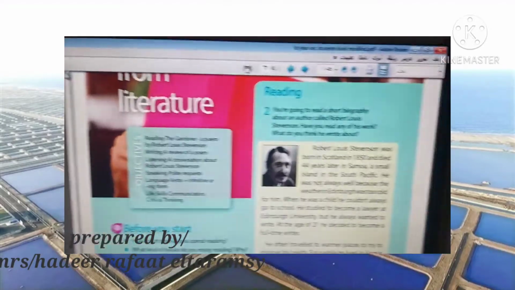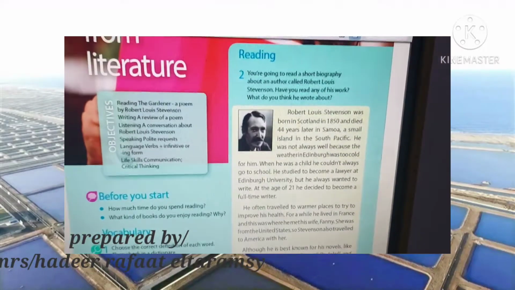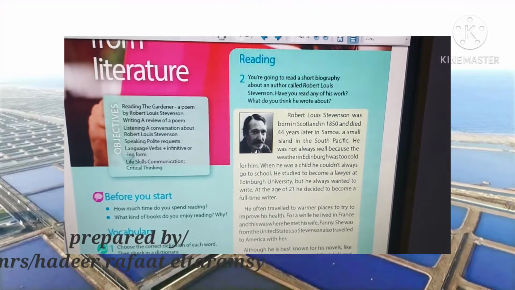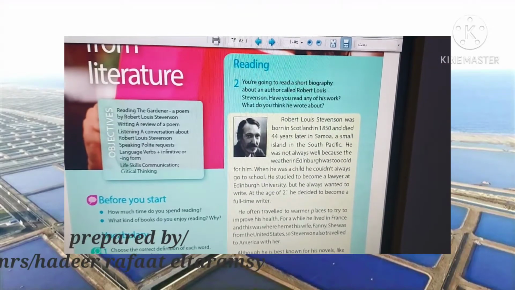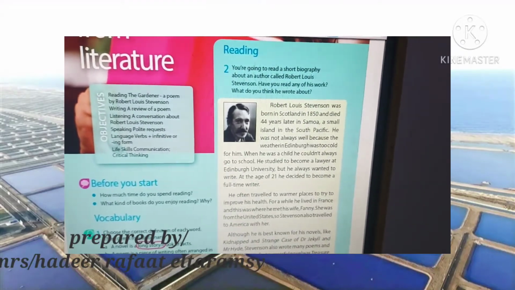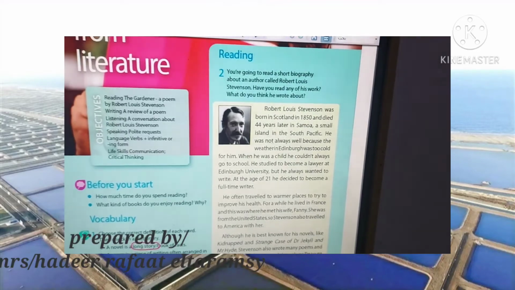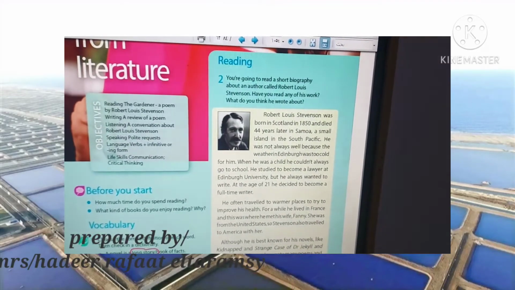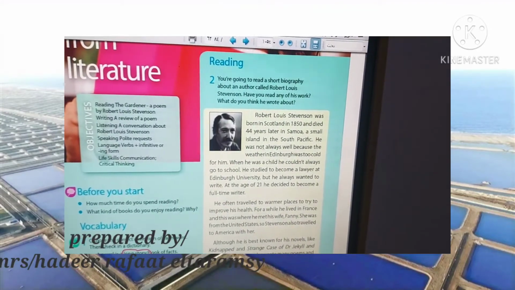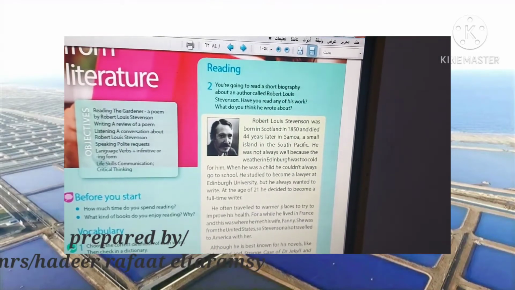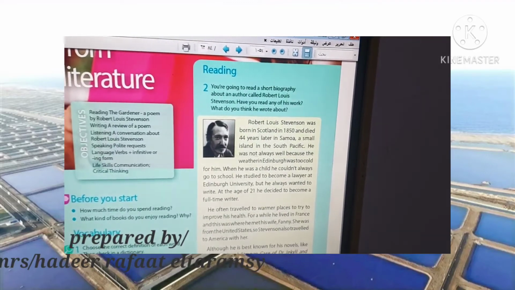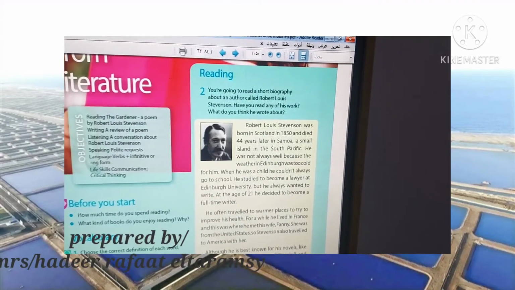Okay. Exercise number 2. You are going to read a short biography about an author called Robert Louis Stevenson. Have you read any of his works? What do you think he wrote about? هنعرف من خلال الباسج. Robert Louis Stevenson was born in Scotland in 1850 and he died 44 years later in Samoa. What is Samoa? Samoa is a small island in the South Pacific. He wasn't always well because the weather in Edinburgh was too cold.